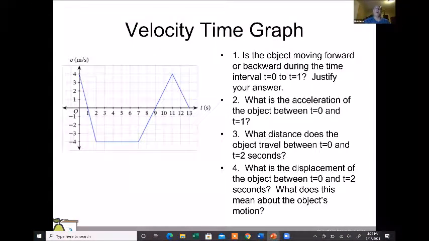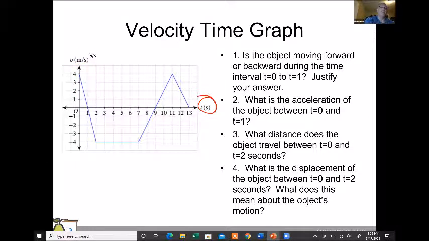So it wants to know, is the object moving forward or backward? About half of you looked at this negative slope and said it's moving backward because the slope's negative. But notice what kind of graph this is. This is velocity versus time. This is not position versus time.